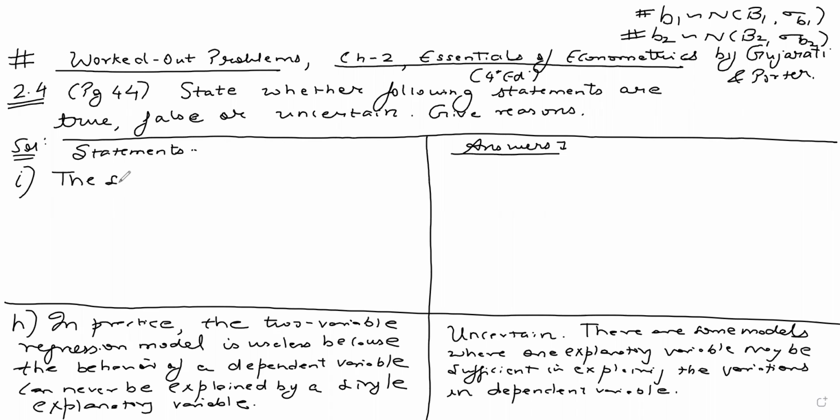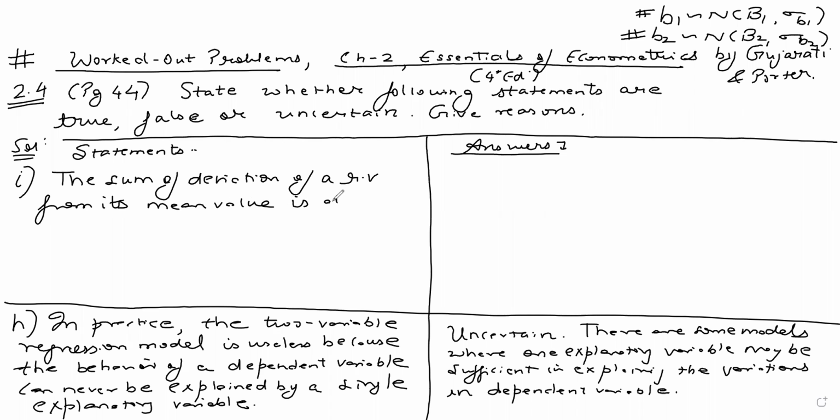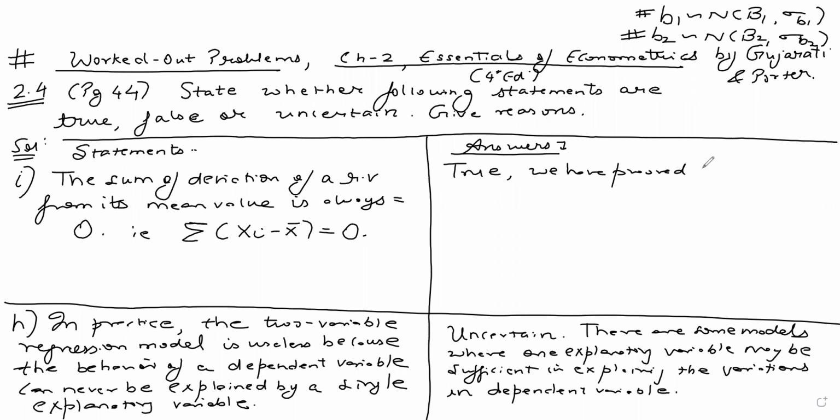The sum of the deviation of a random variable from its mean value is always equal to 0. That is, sum of the deviation of a random variable from its mean value is 0. It's a true statement. We have proved it. We have proved this result in our lectures.